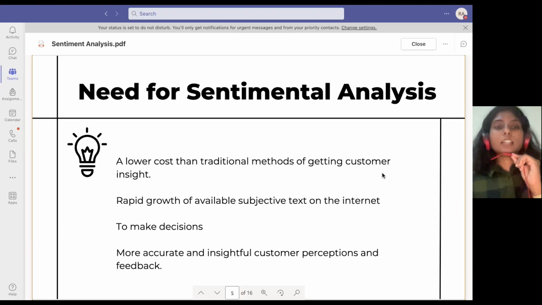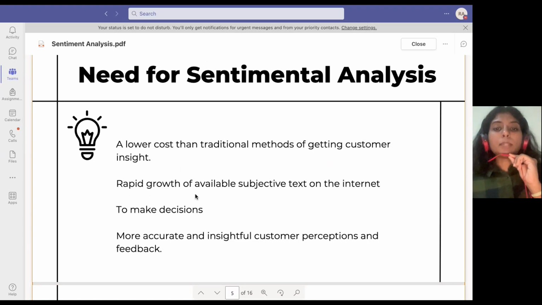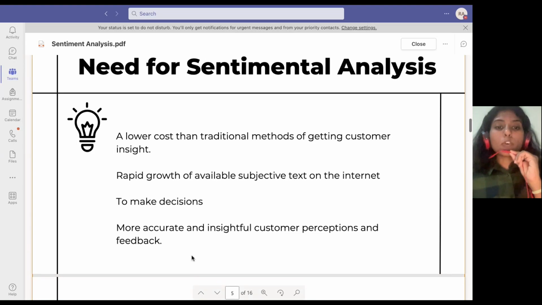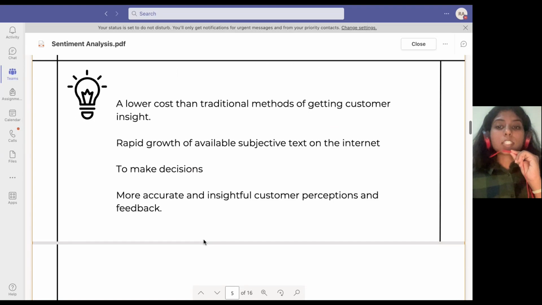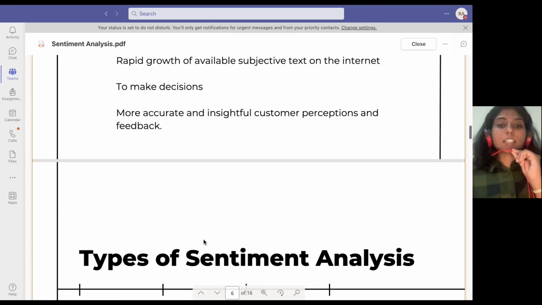Let's see why it is needed. It is needed to lower the cost, a lower cost than the traditional methods of getting customer insight. Rapid growth of available subjective text on the internet, to make decisions more accurate and insightful, customer perception and feedback. These are the needs for sentiment analysis.